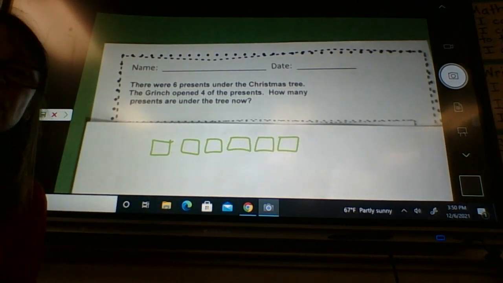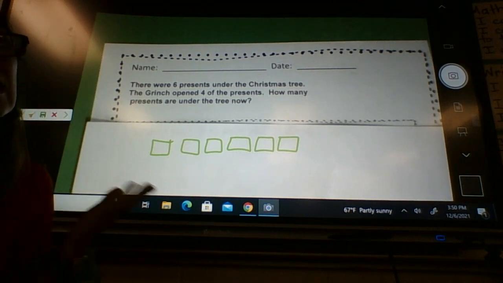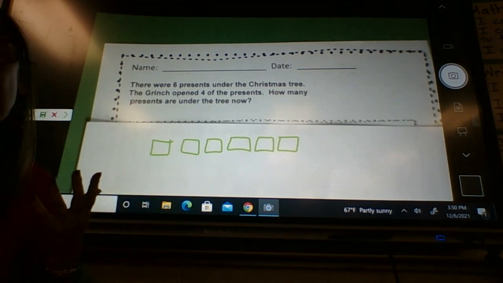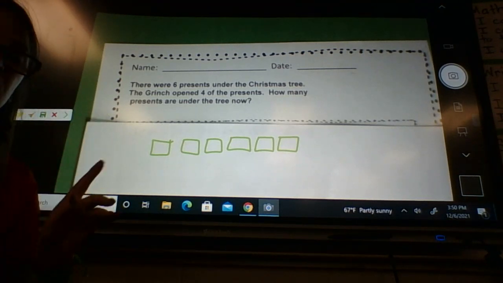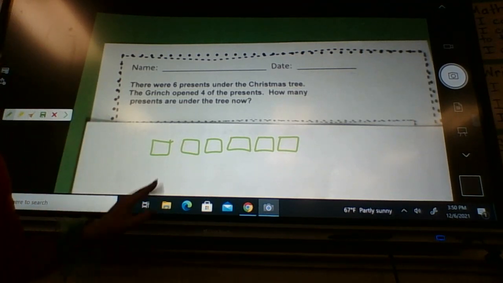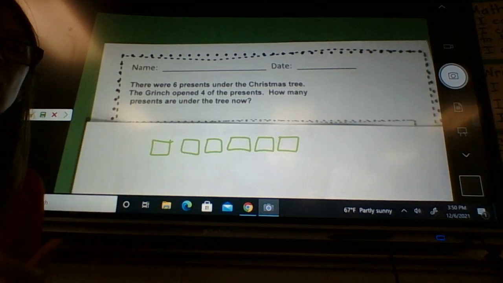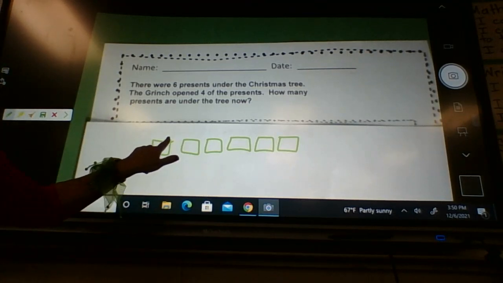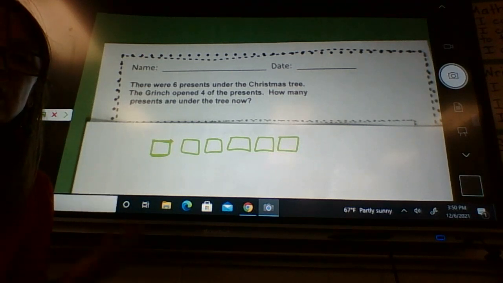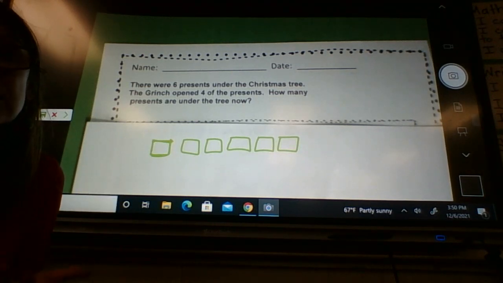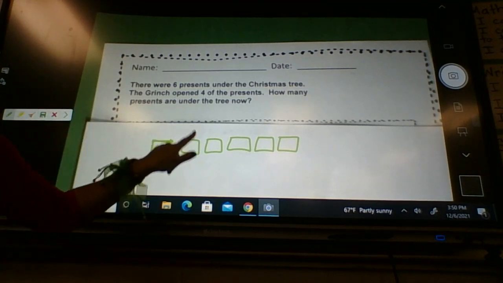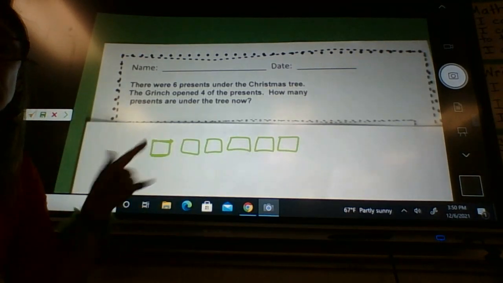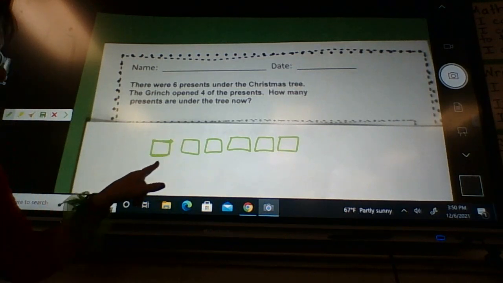So we had 6 presents under the tree. Now, I want to be quick and efficient. I don't want to draw out an elaborate picture with the Christmas tree and all the presents and the bows and all of that. We just want to work on the math. So I always tell them that mathematicians, they draw quick and efficient pictures because they like to work with numbers. So we drew our 6 presents, and I just did something quick and efficient, some squares.